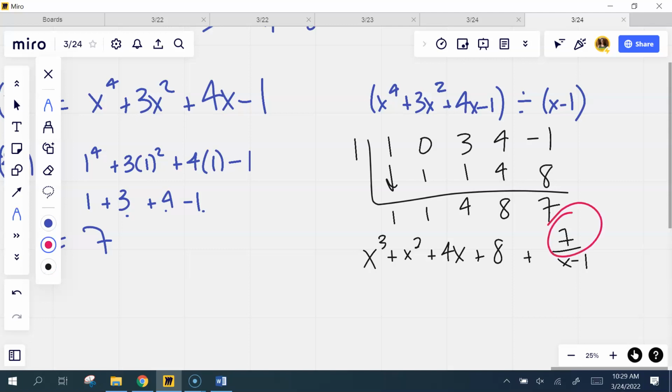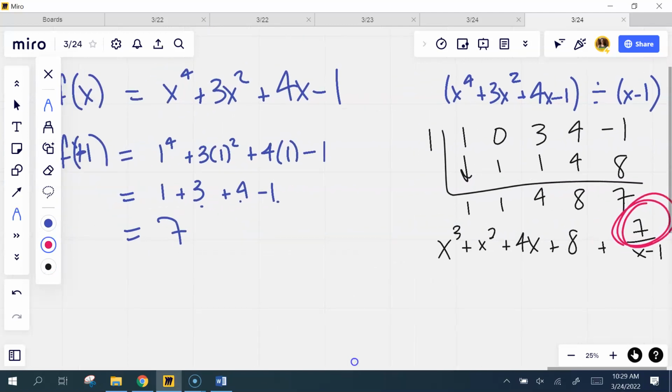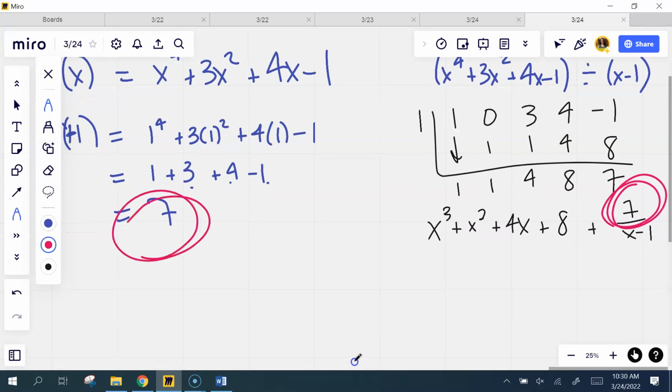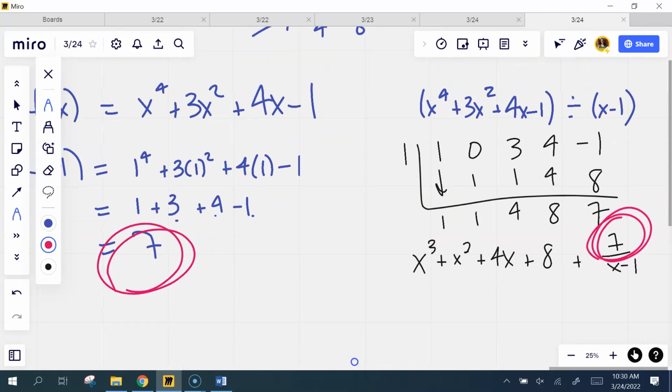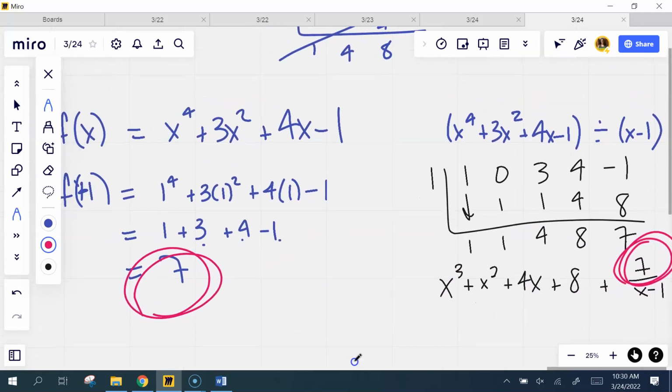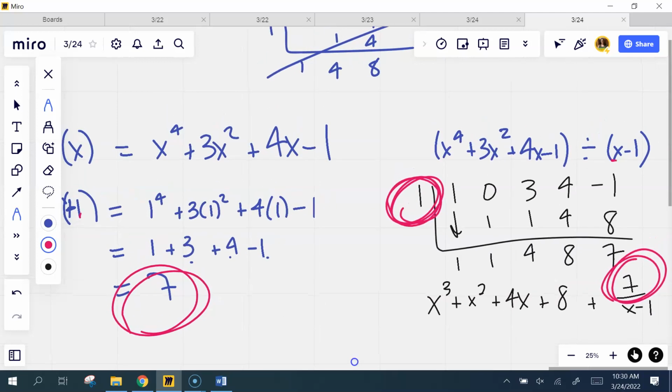7. What do you notice about numbers 1 and 2? They both gave me 7. The remainder was 7. Notice what I plugged in here. I plugged in this value, right? But what I divided by was actually x minus 1, right? So when I plugged in the opposite sign, I got the same thing as a remainder there. So that's going to be what our remainder theorem is.